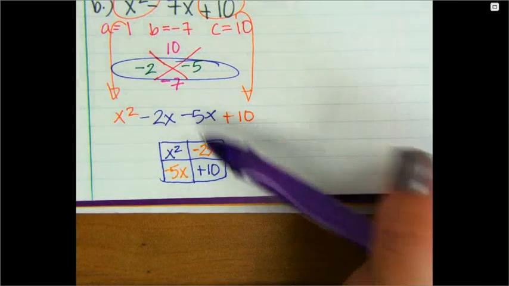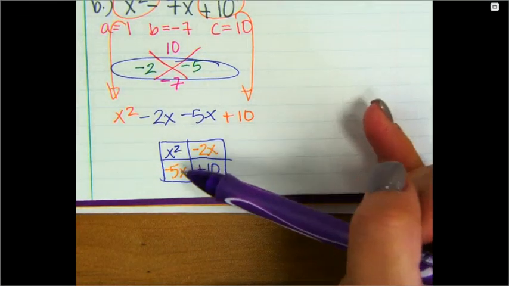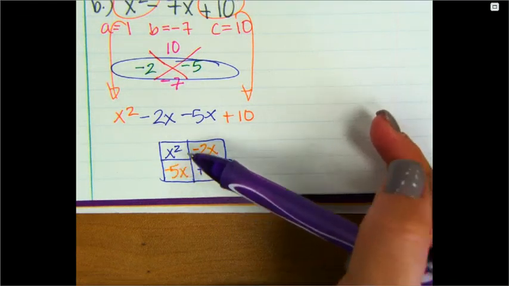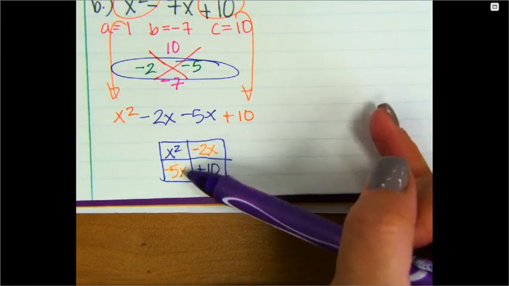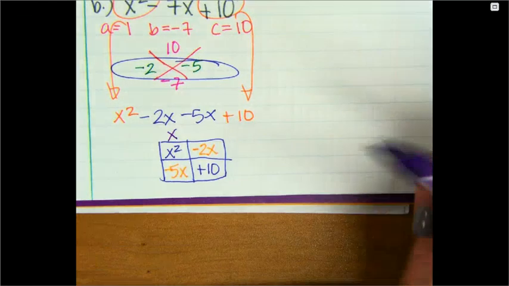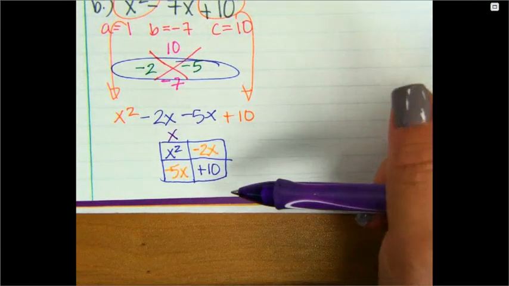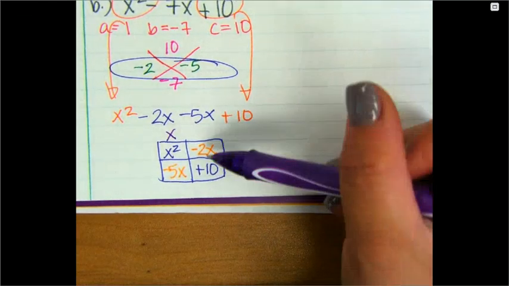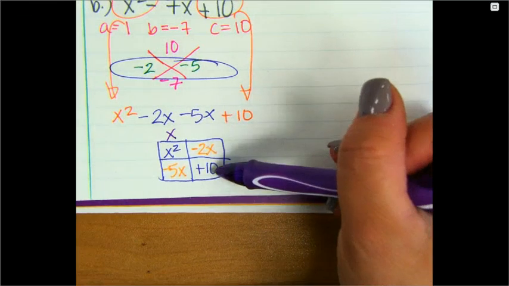All right. Asking yourself, what do I divide out of x squared and negative 5x? A 1x. Good. What do I divide out? Listen to my words. What do I divide out of negative 2 and 10?